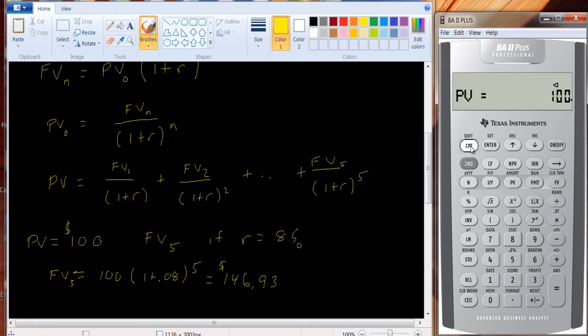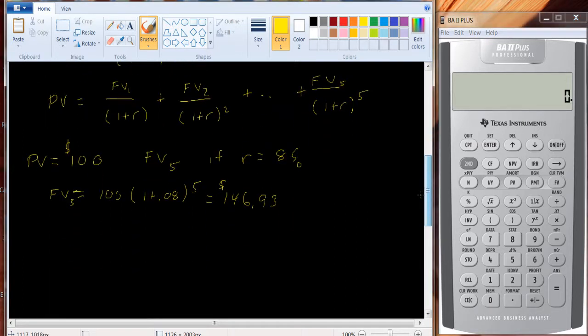And when we hit compute future value, we should get the same answer. 146.93. Good. We can also calculate the present value. So suppose we said, you know that the future value in year 10 is 1,000. We might want to ask ourselves, what's the present value? And let's just stay with the same 8% interest rate. So let's use the financial calculator here.